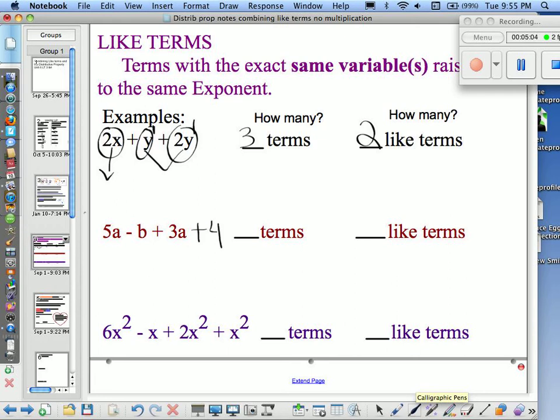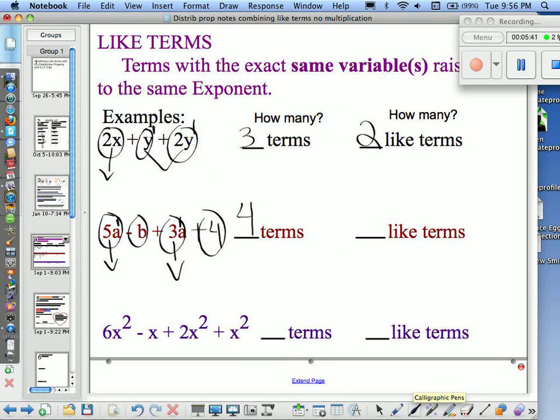So I need everybody to add plus 4 at the end. I want you to pause the video and see if you can figure out how many terms there are and then how many like terms there are. So terms, I've got 1 term, 2, 3, and 4 terms. However, like term here and here, because they're both being raised to the first power.